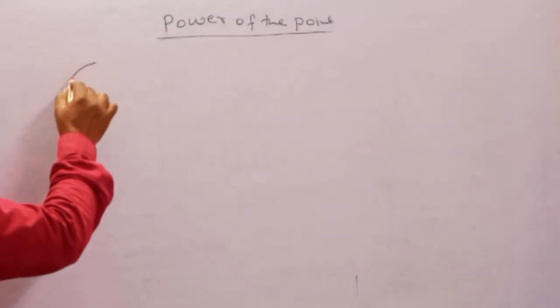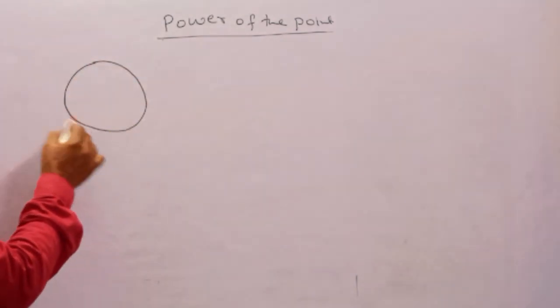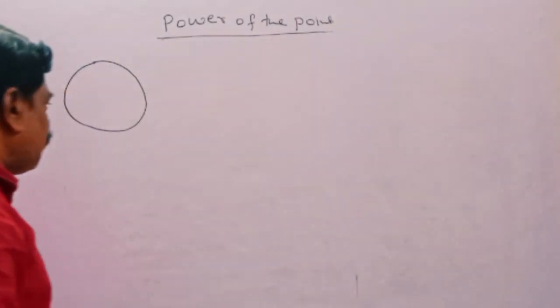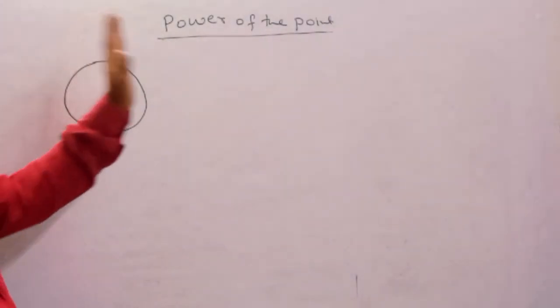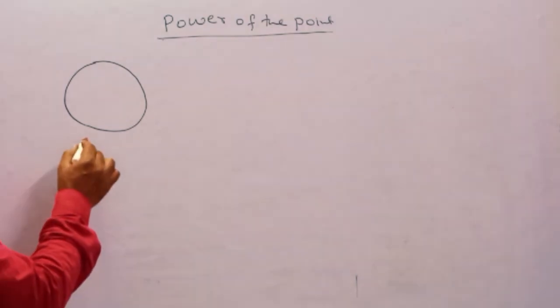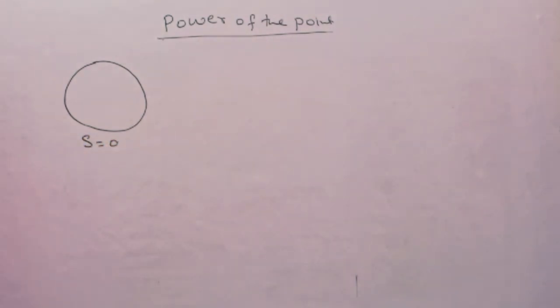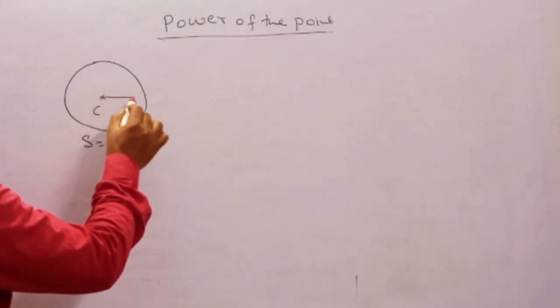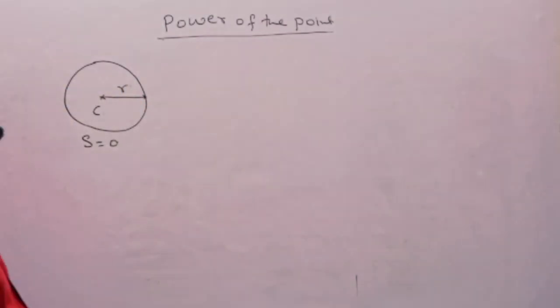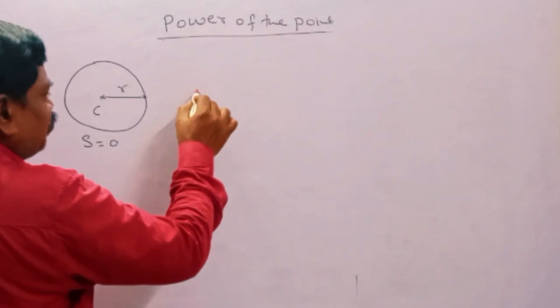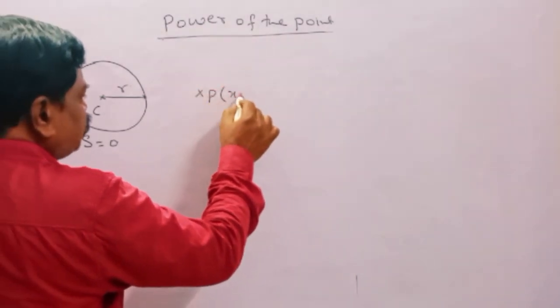So this is the circle. Here in this plane, three regions are there: outside the circle is one region, on the circle is one region, and inside the circle is one region. So this is the circle S equal to 0, this is the point C, the center of the circle, and this is the radius of the circle. Here, outside the circle, one point is there, P (x1, y1).